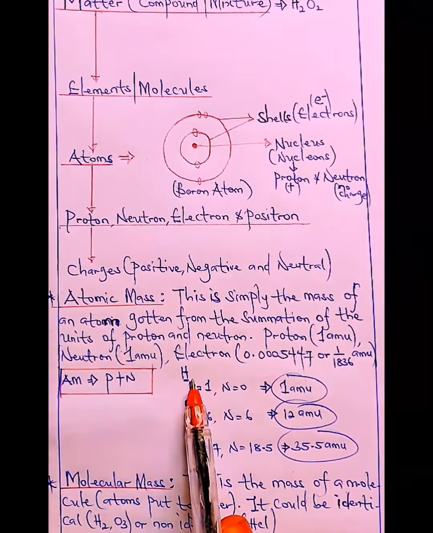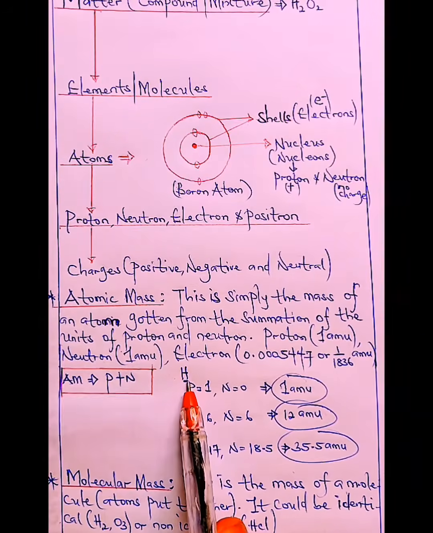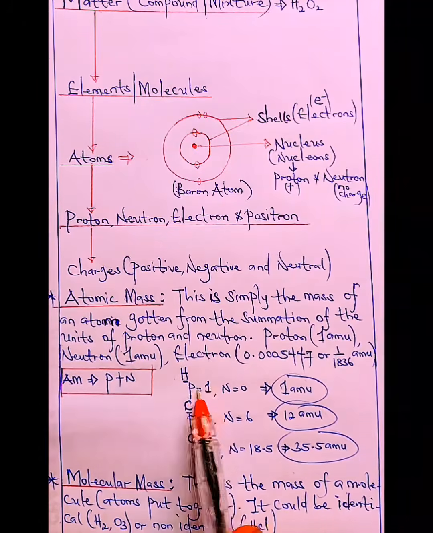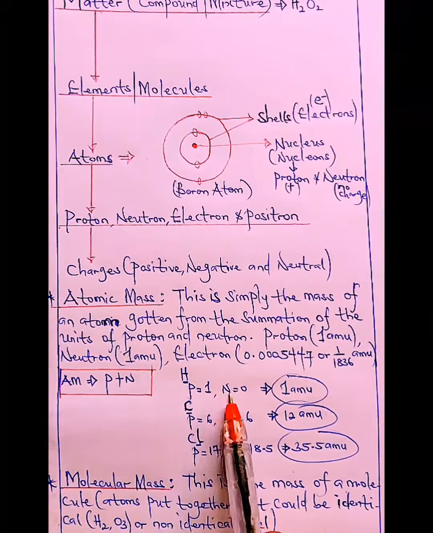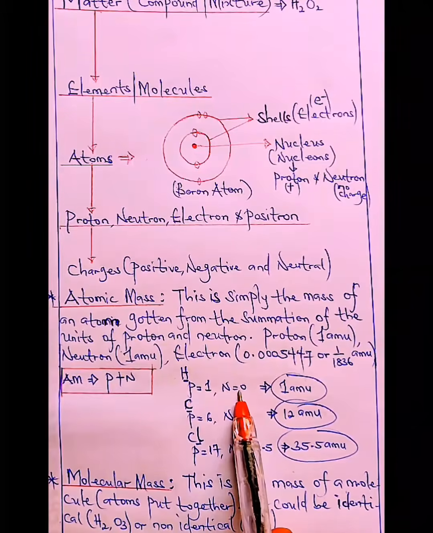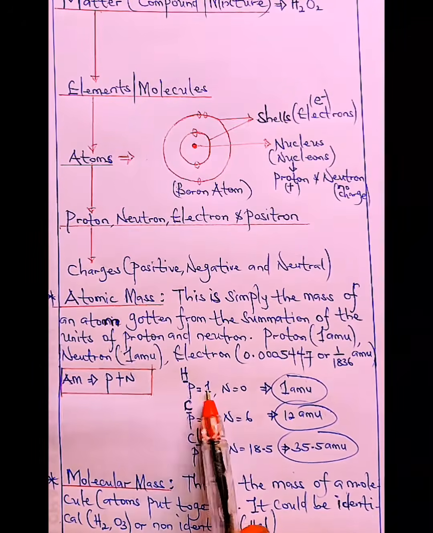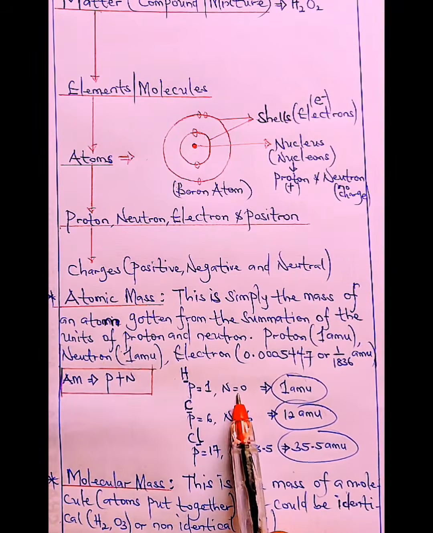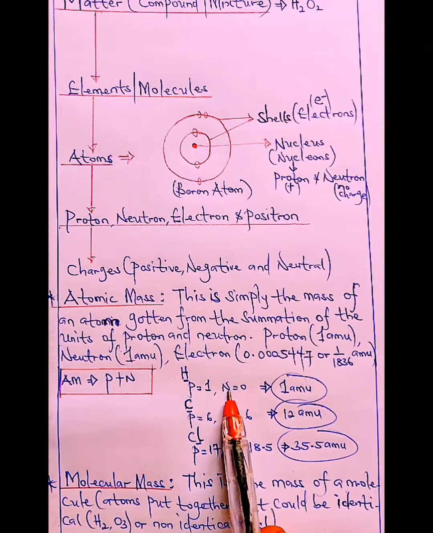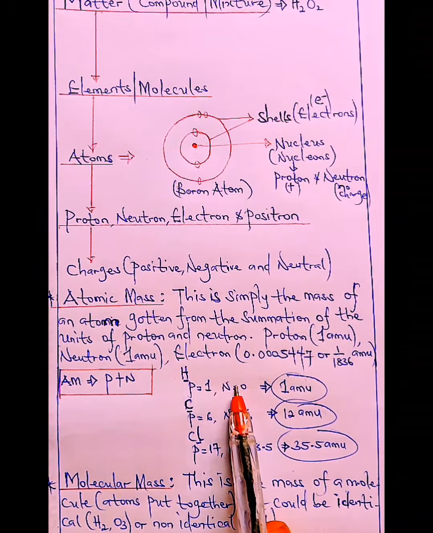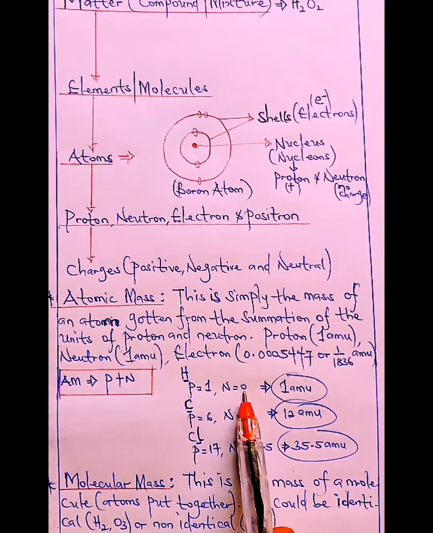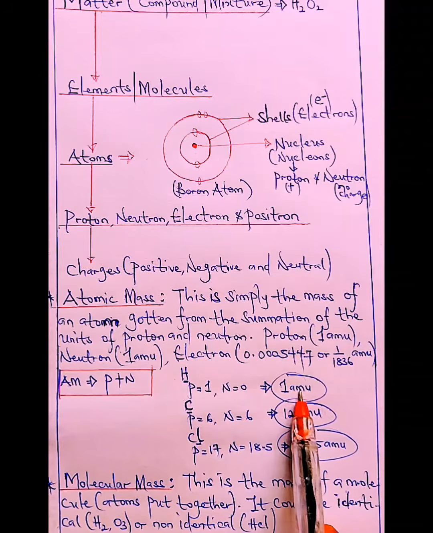So let's look at a couple of these elements. If you look at hydrogen as an element, it has just one atomic mass, that is one proton, but doesn't have a neutron. So hydrogen is one atomic mass unit for proton and 0 atomic mass units for neutron. Hydrogen is called protium. That is the first ever element that we have. So it has just one proton and no neutron. So hydrogen has one atomic mass unit.